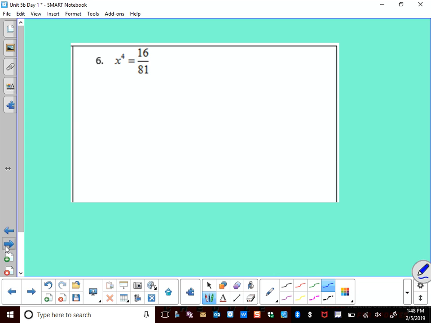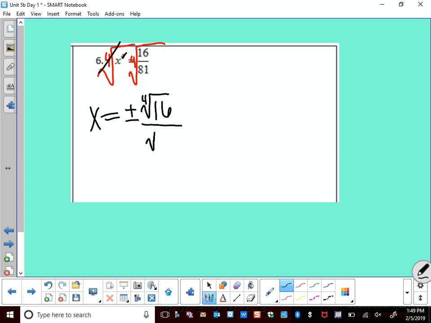All right, number 6. You pay attention to this one. There's nothing to move away from my x to the 4th, right? I'm going to take the root of what? 4. 4, good. To both sides. So on my left side, my power and my root cancel out. I'm left with x equals, and then I have plus or minus. What I'm going to do is I'm going to separate these. We learned this last unit. So I have the 4th root of 16 over the 4th root of 81.